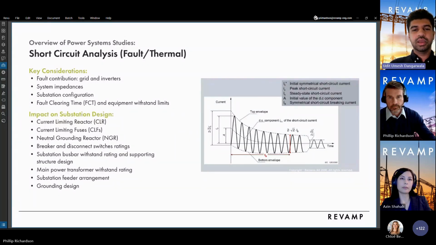The short circuit analysis impacts multiple components inside the substation. For example, presence of current limiting devices like current limiting reactors and current limiting fuses to reduce the three-phase fault levels. The need of a neutral grounding reactor to reduce line to ground fault levels. The ratings for breakers and disconnect switches. The substation busbar withstand rating and the supporting structure design to withstand the associated mechanical stresses. The main power transformer withstand rating. It also impacts the overall substation feeder arrangement at the substation and the grounding design. Next slide, please.